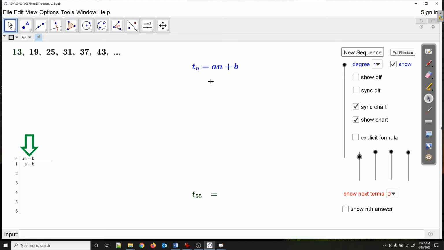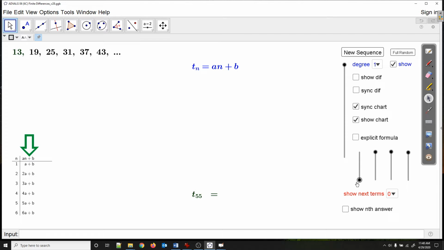If we go to the second term and plug 2 into here, what we would come up with is 2a plus b. And we could go down the line and realize that every single term of the sequence is going to be with n filled in. So we got a plus b, then 2a plus b, 3a plus b, so on.